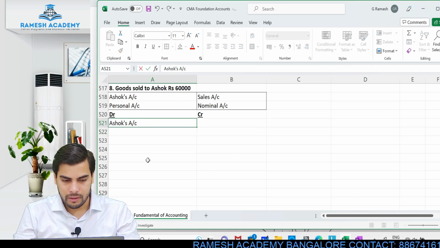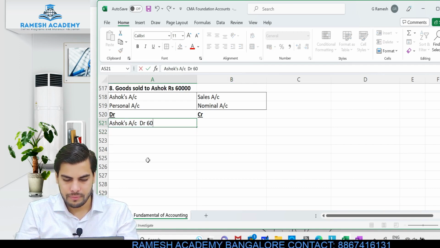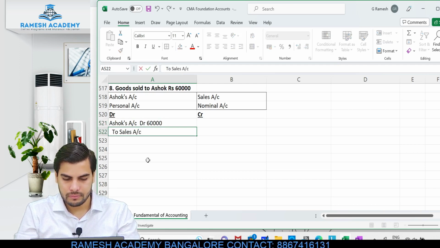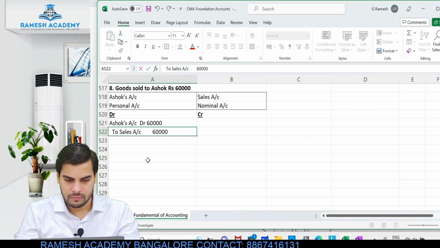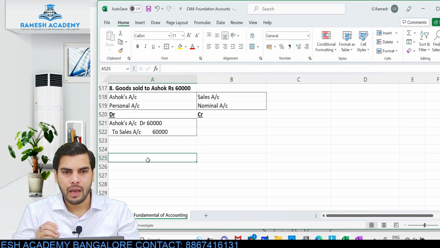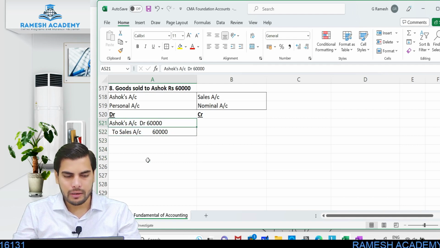Ashok's account debit 60,000 to sales account. Clear? Ashok account debit to sales account 60,000. Now this person Ashok, is he my debtor or is he my creditor? So this person will be treated as my debtor. Basically debtors are nothing but the customers to whom we will be selling the goods on credit basis. So Ashok will be our debtor.